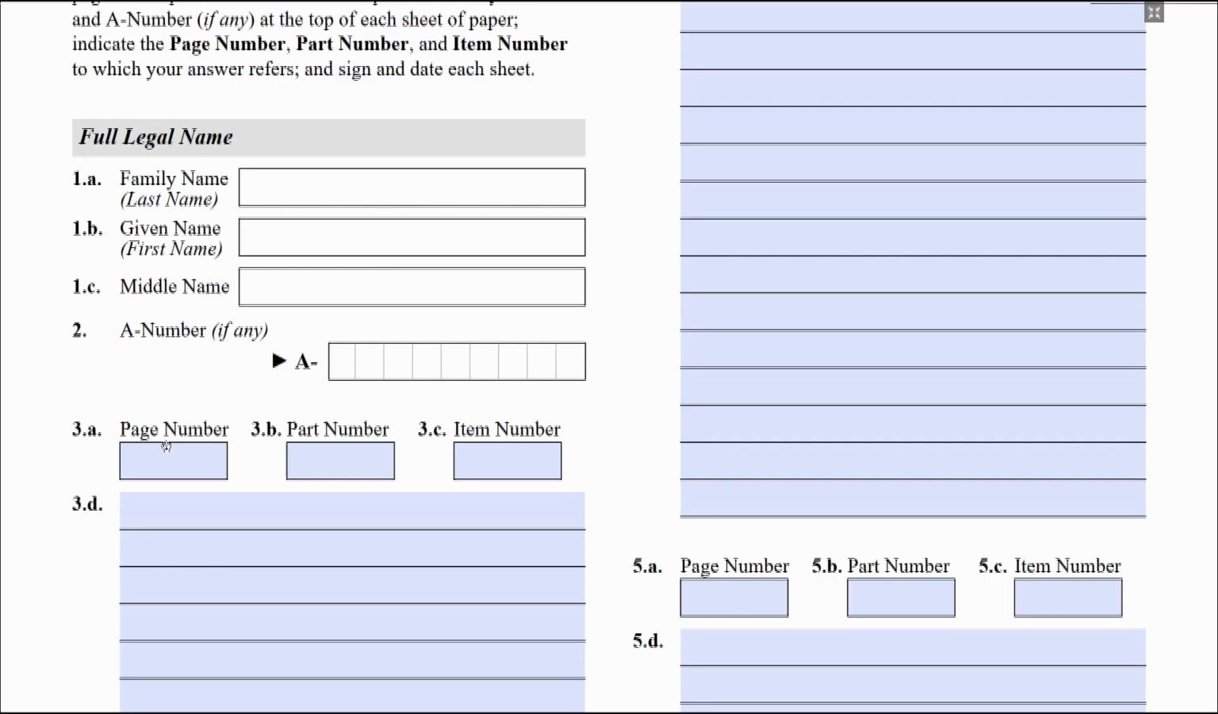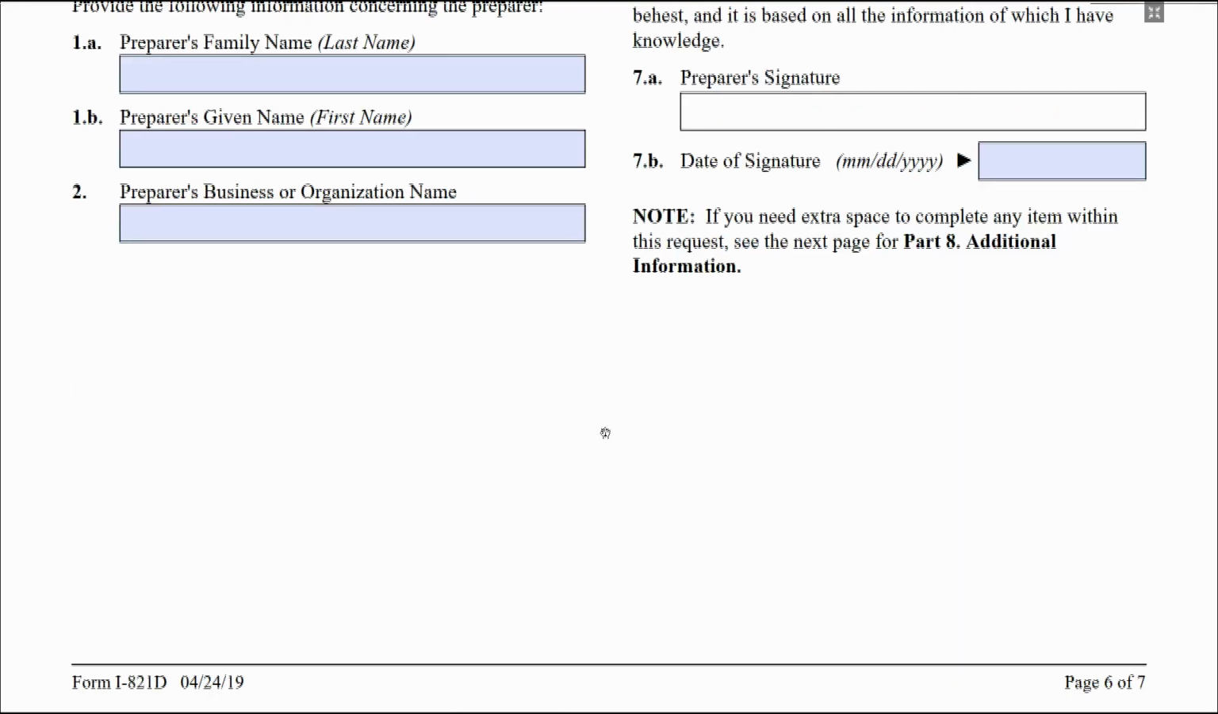And then the last part just has your name, your A number, and if there is any portion that you need to explain something, you can explain it in these sections by putting the page number, the part number, and the item number. And that's pretty much it.